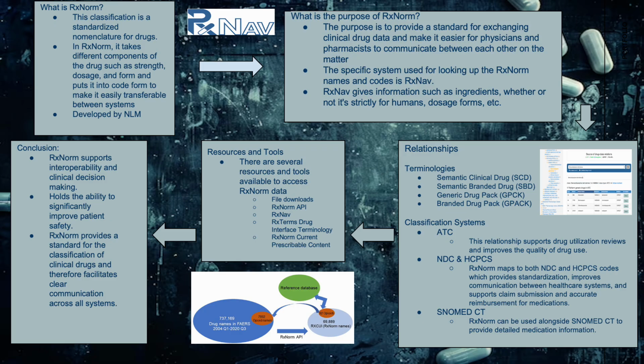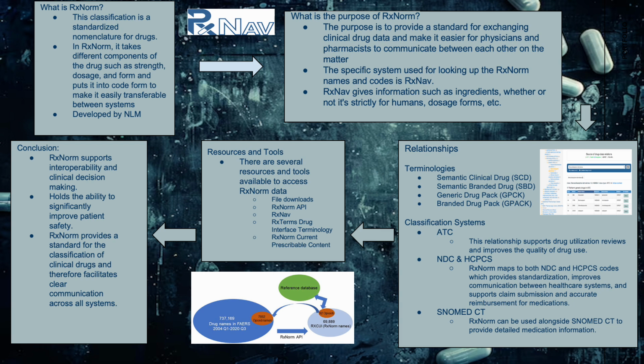So, to get started, what is RxNorm? RxNorm is a standardized nomenclature for clinical drugs. It takes different components of the drug, such as the strength, dosage, and form, and puts it into code form to make it easily transferable between systems. So, it provides normalized names for generic and branded drugs. And it was developed by the U.S. National Library of Medicine.